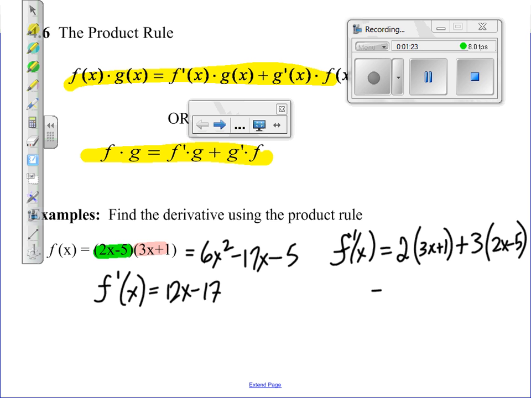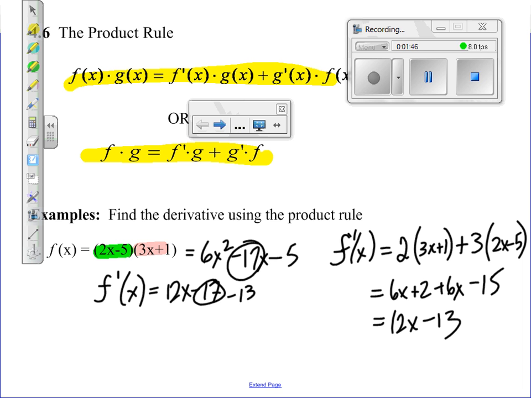And when we simplify that, I get 6x plus 2 plus 6x minus 15, and voila, where did I make a mistake? Somewhere, because I get 12x. Did I do multiplying over here? Minus 15 plus 2. This should have been a minus 13. Anyways, sorry about that. Either way, you get the same answer.